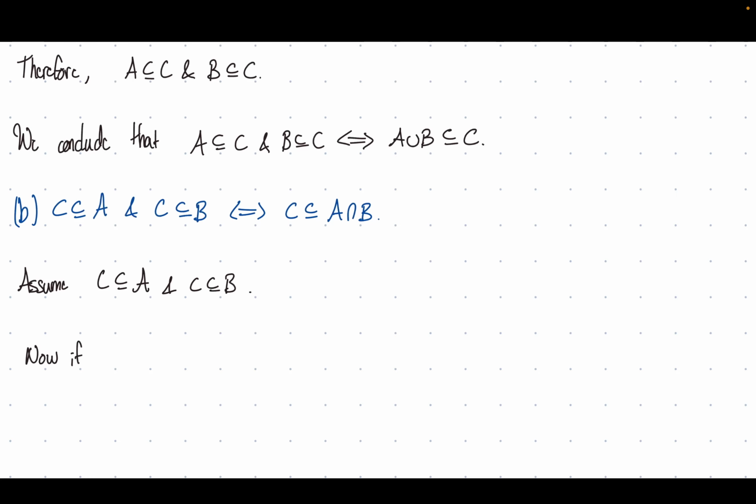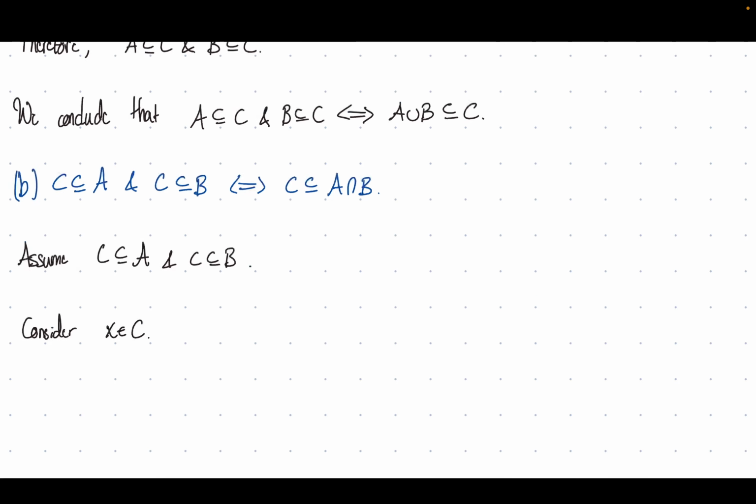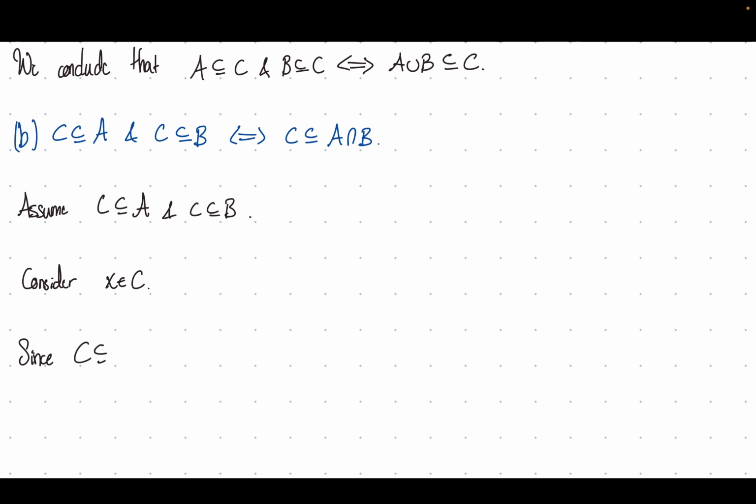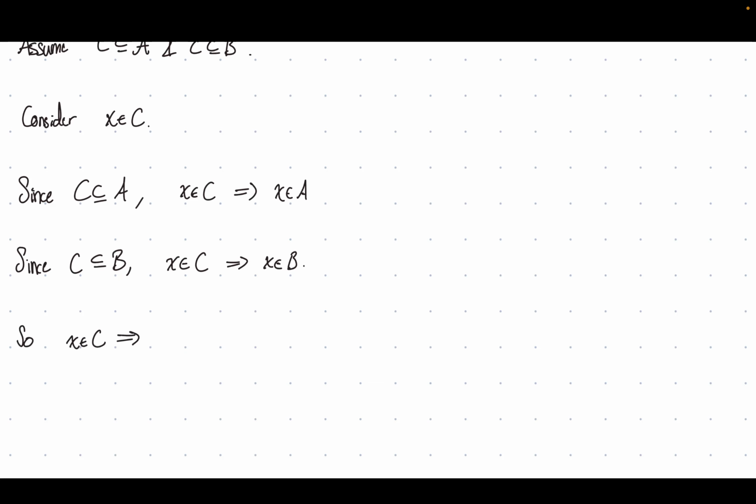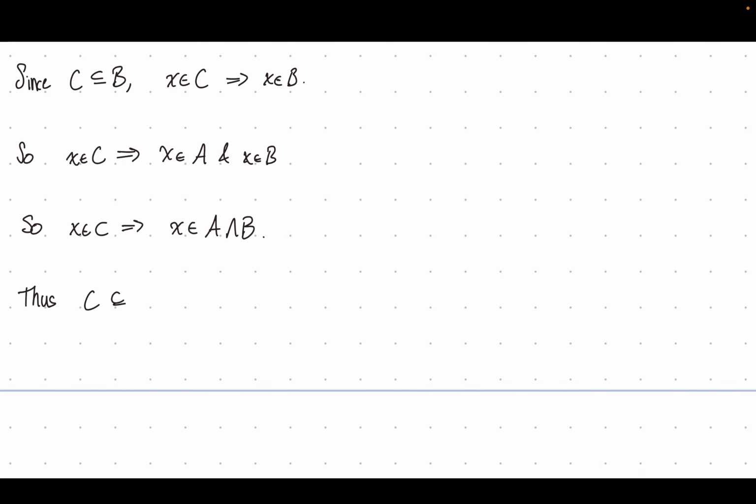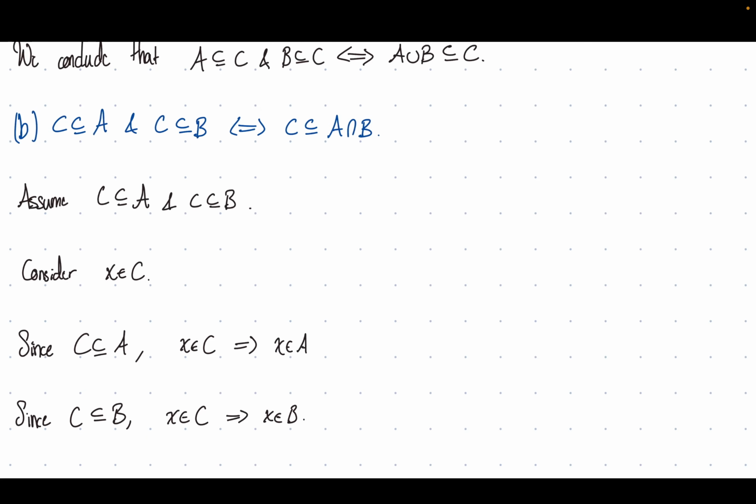Now, consider X in C. Since C is a subset of A, X in C implies that X is in A. And similarly, since C is a subset of B, X in C implies that X is in B. So X is in C implies that X is in A and X is in B. So X in C implies that X is in A intersect B. Thus, C is a subset of A intersect B. That's one direction.